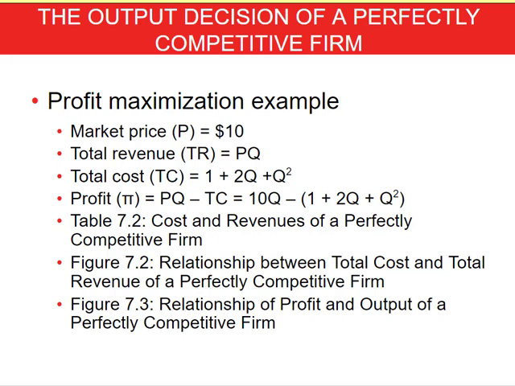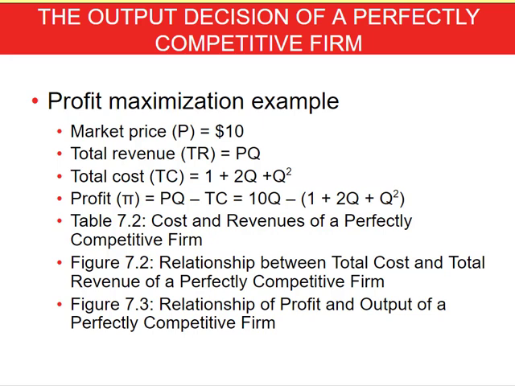So the market price per unit is $10. Total revenue, which you remember is price per unit multiplied by the quantity Q of output. And total cost here is given as 1 plus 2Q plus Q squared, a quadratic function. You can see that when the quantity of output increases, as we have a quadratic function with a positive sign, the total cost will be increasing really fast. Therefore, profit pi equals total revenue PQ minus total cost. So we have this expression given on the slide.